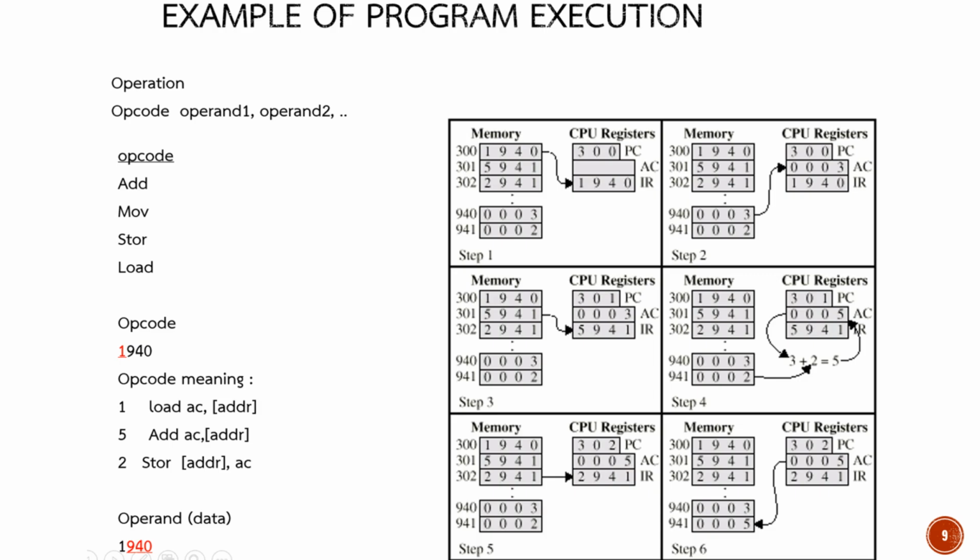4. The old contents of the AC and the contents of location 941 are added, and the result is stored in the AC. 5. The next instruction, 2941, is fetched from location 302, and the PC is incremented. 6. The contents of the AC are stored in location 941. In this example, 3 instruction cycles, each consisting of a fetch cycle and an execute cycle, are needed to add the contents of location 940 to the contents of 941. With a more complex set of instructions, fewer cycles would be needed.